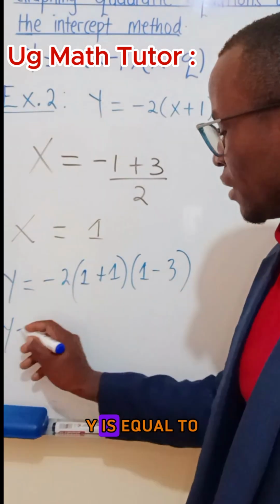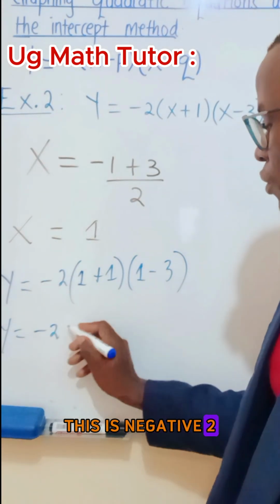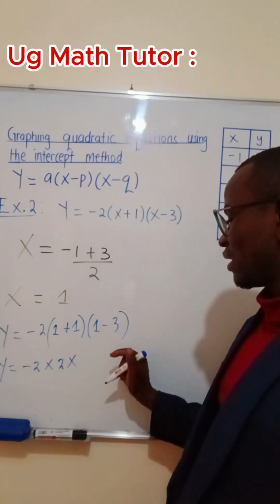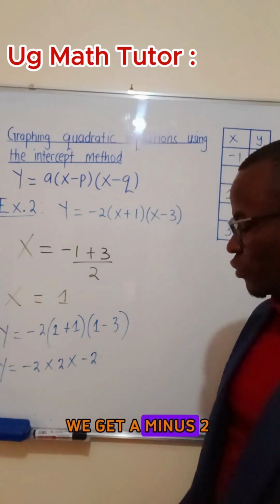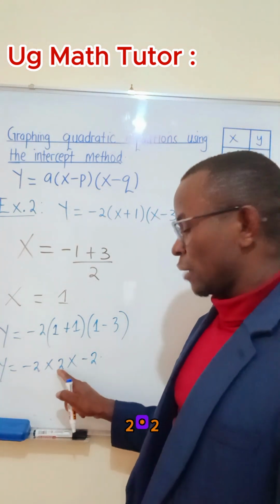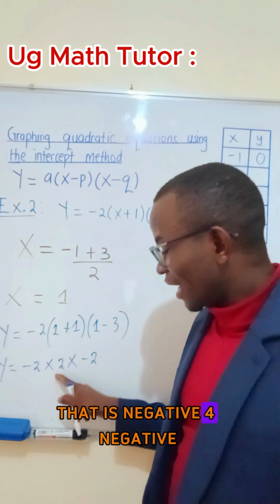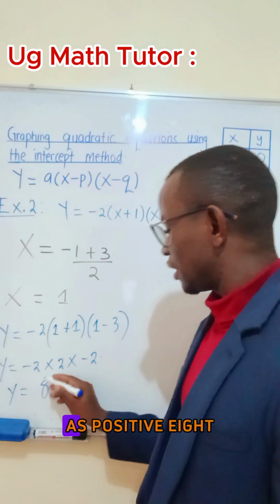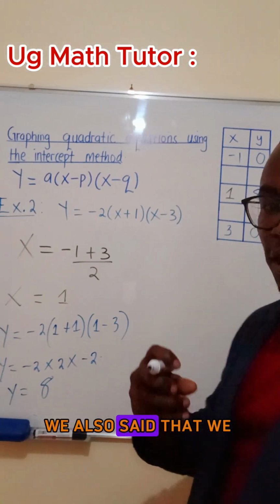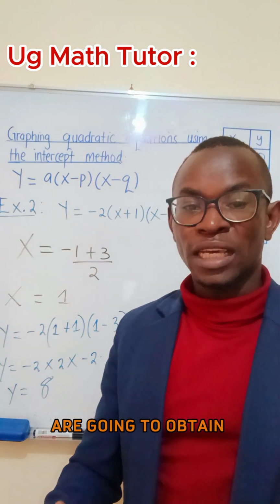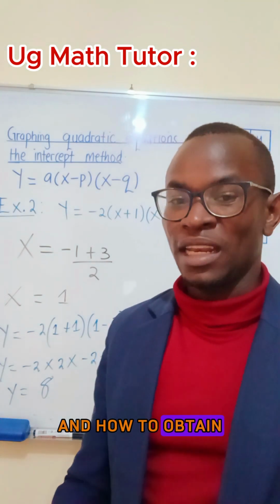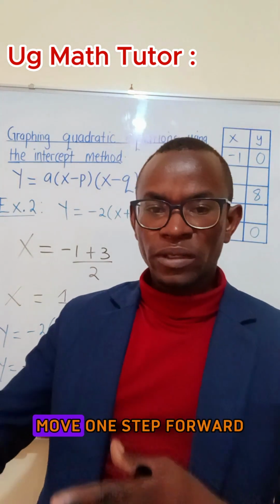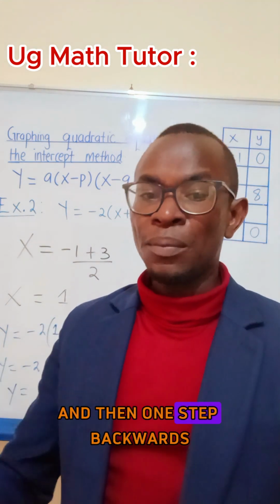So y is equal to negative 2 times 1 plus 1, we get a 2. Then 1 minus 3, we get a negative 2. So this is negative 2 times 2, that is negative 4. Negative 4 times negative 2, we get our y value as positive 8. Now we also said that we are going to obtain other values. And how do we obtain them? We agreed that from the vertex, we are going to move one step forward and then one step backwards.